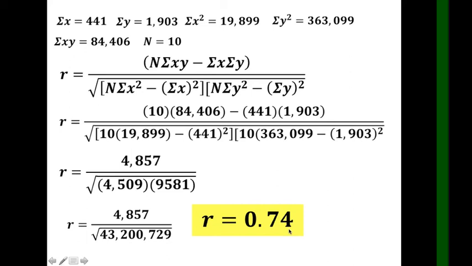Round off your answer to the nearest hundredths or two decimal places. And go back to the interpretation, the table that I presented to you. What is the interpretation of 0.74? And that is strong positive correlation. It is positive because our answer is a positive number. Strong positive correlation. So there is a strong positive correlation between mental ability and English proficiency.